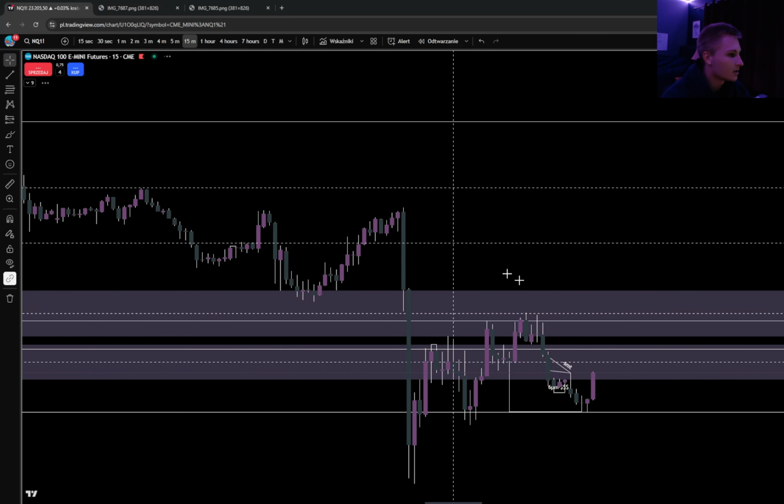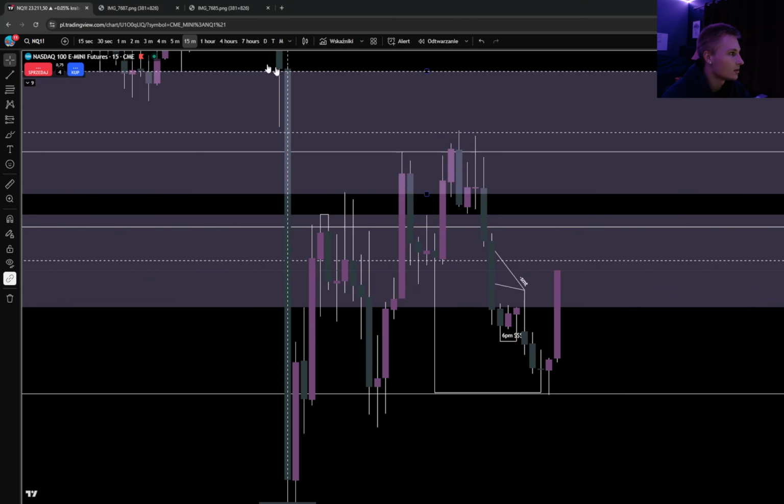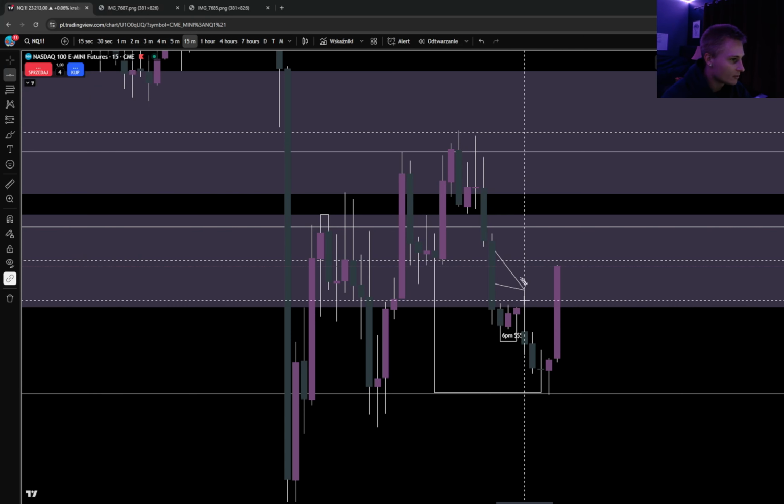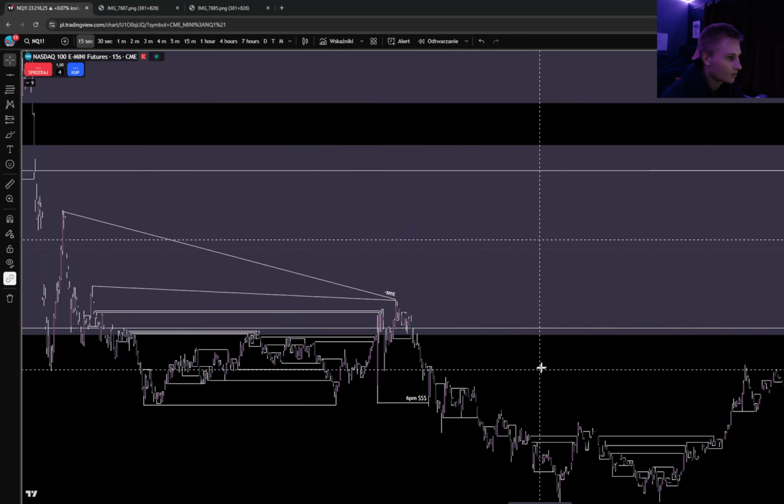And let's actually go down to the 15. On the 15-minute, the 6 p.m. candle also did rebalance here, this unfilled 15-minute fair value gap. So that was another thing I really liked. The 15-minute was rebalanced right at Asia Open.